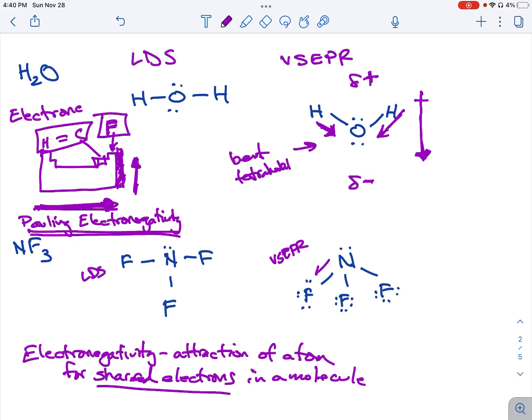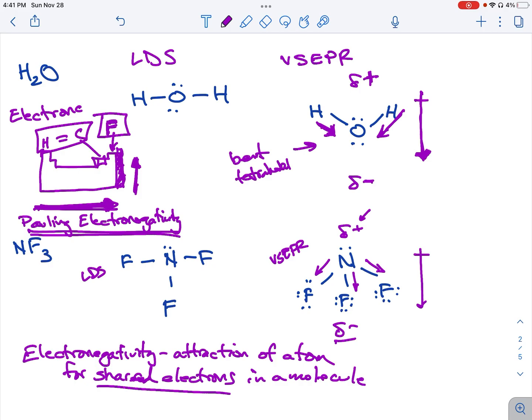So that means that all the shared electrons are being pulled towards the fluorines. Overall, that means that there's a downward pull here. And so a little positive up here, a little negative down here. By the way, and something that comes up, the fluorine side is the negative side here. The nitrogen side is the positive side.